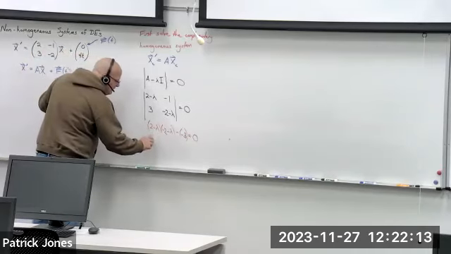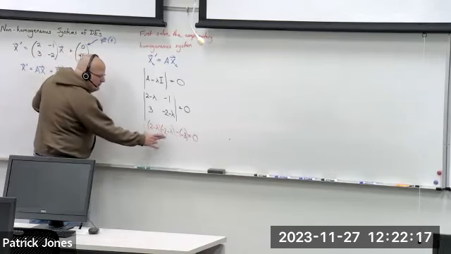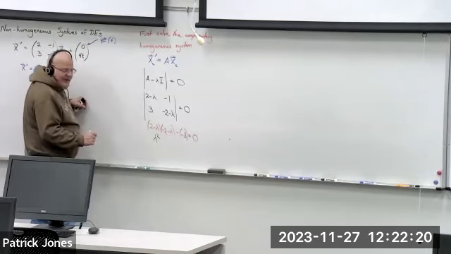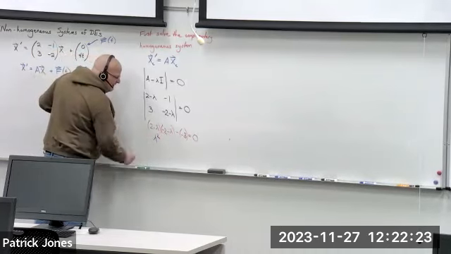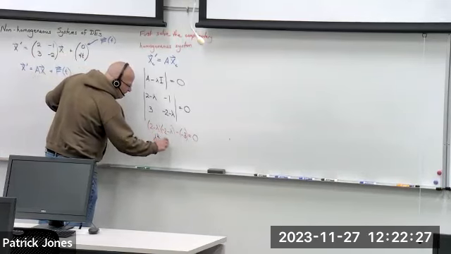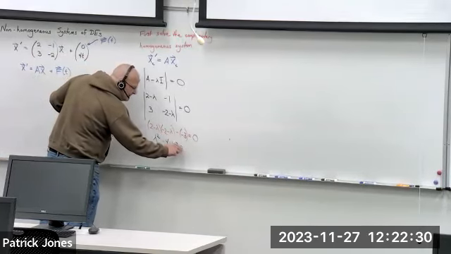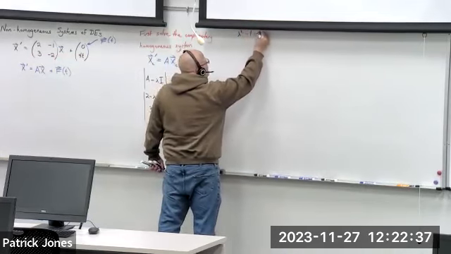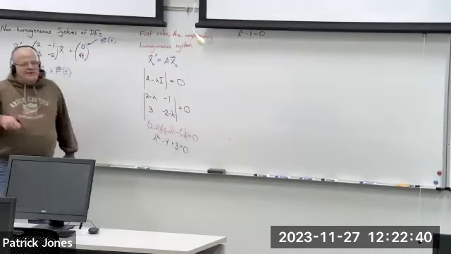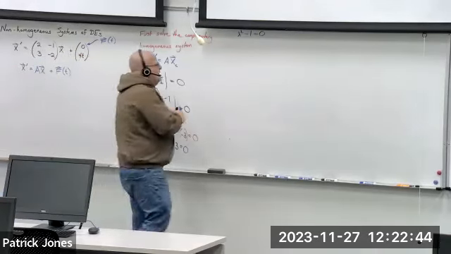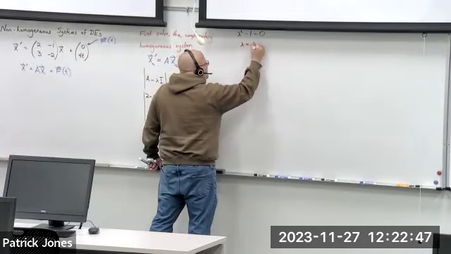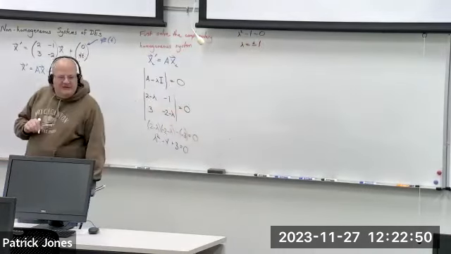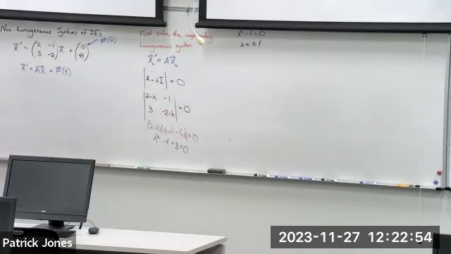Multiplying this out, we're going to get lambda squared. The negative 2 lambda plus 2 lambda will cancel out. 2 times negative 2 is negative 4, plus 3, or just lambda squared minus 1 equals 0. There are multiple ways we can solve that, but I'm pretty sure everybody can see that we've got two eigenvalues, plus and minus 1. Now that I've got those eigenvalues, I've got to find the associated eigenvectors. And how do I do that?